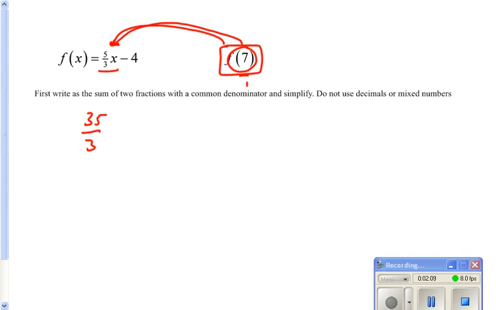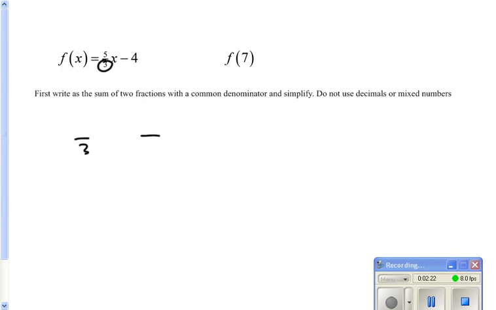Now the problem says to write as the sum of two fractions with a common denominator and simplify. So I can tell just by looking that all my terms have to be over 3. Something over 3, something over 3 equals something over 3. And when I substitute a 7 in there, I got 35 over 3.